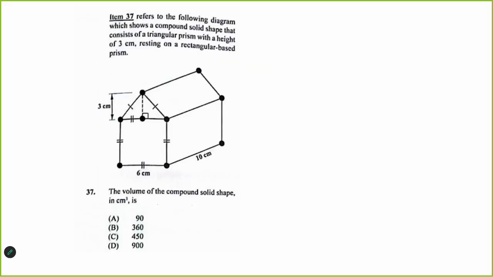Item 37 refers to the following diagram, which shows a compound solid shape that consists of a triangular prism with a height of 3 centimeters, resting on a rectangular base prism. Right? The volume of the compound shape is, so we would need volume. How many shapes are we seeing? We're seeing volume of a prism, right? And you're going to add it to the volume of a cuboid.